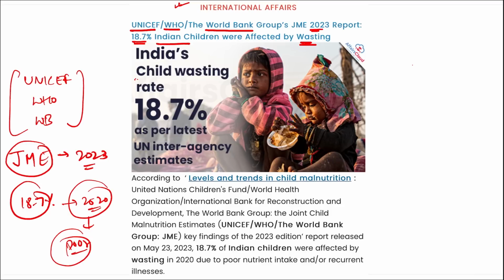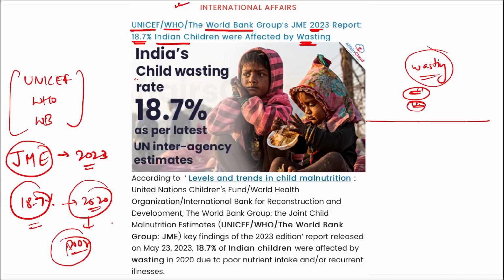Now you will be asking, sir, what does this term wasting stand for? Wasting, we can consider it similar to malnutrition, that they do not have a proper amount of food to eat, and they do not have the right amount of nutrition going into their body. So this data is for India, that around 18.7% of Indian children were affected by wasting.